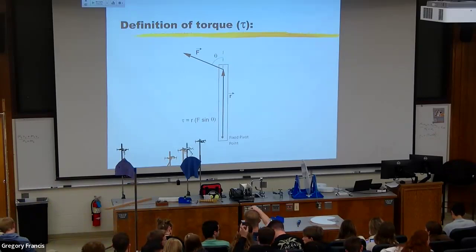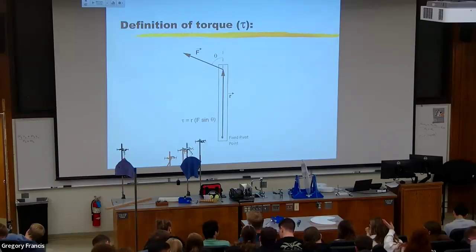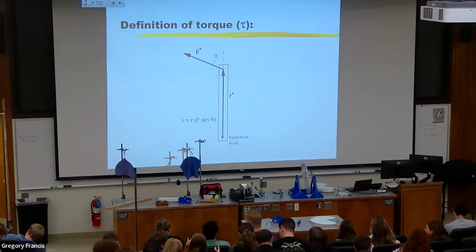When we were talking about motion, we used R to represent position, just where something is. And so it's representing how far away from the pivot point the force is being applied.